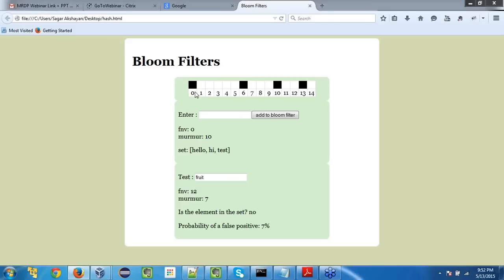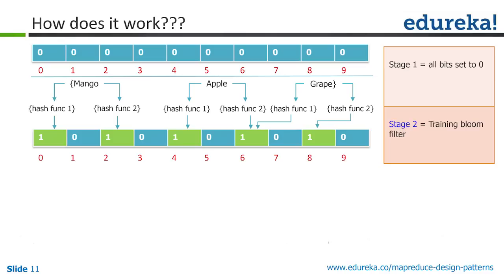FNV and Murmur are hashing algorithm functions, Mamta. These are Java hashing functions, available as a library file, not user-defined functions. Fine, Mamta. Okay, so the same thing, if you go back and look into this, that's what is basically going to happen.